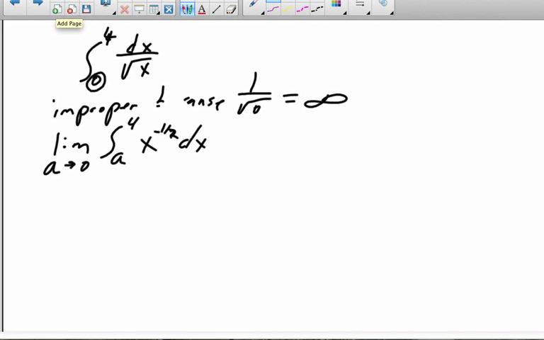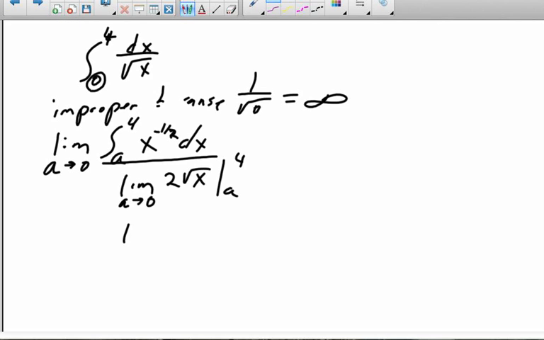Okay, and so now we come back in, and we're actually going to evaluate this integral now. So I add 1, and that's going to give me 1/2. So this is going to give me the limit as a goes to 0 of 2 times the square root of x, evaluated from a to 4, to give me then the limit as a goes to 0 of 2 times the square root of a.